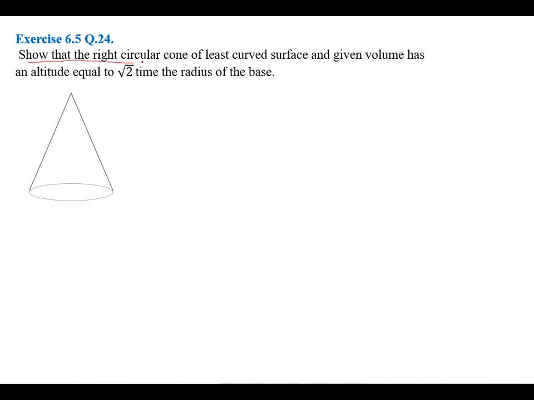Question is, show that the right circular cone of least curved surface and given volume has an altitude equal to root 2 times the radius of the base. The question is about a right circular cone. The base is a circle and right means when height makes 90 degree with the radius. This is your right circular cone.